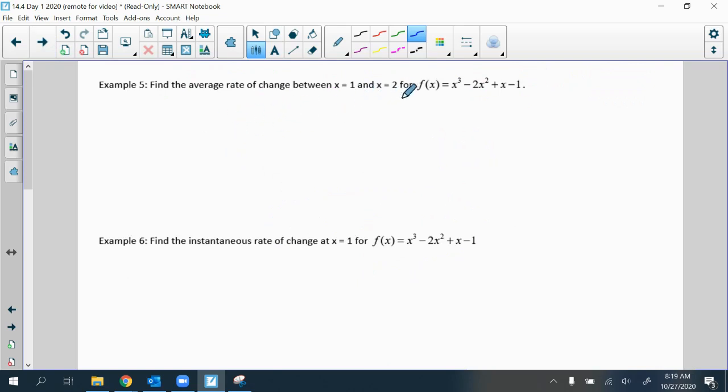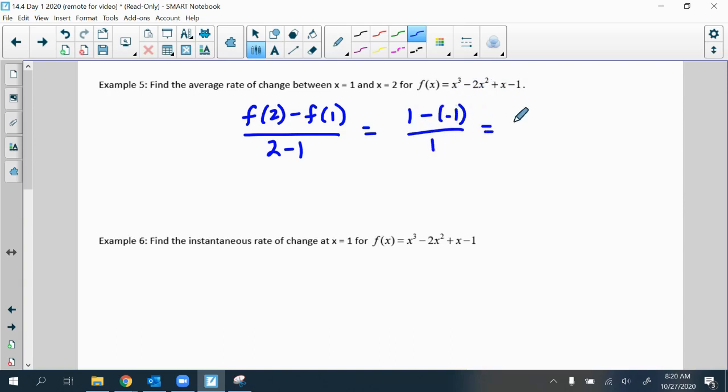Find the average rate of change between 1 and 2 for this function. So f of 2 minus f of 1 over 2 minus 1. So this is the slope of the secant line. If I substitute in 2, I get 8 minus 8 plus 2 minus 1. So f of 2 is 1. And then if I substitute in 1, I get 1 minus 2 plus 1 minus 1. So that would be negative 1 over 2 minus 1. So that's 2. So the average rate of change is 2. That would be the slope of the secant line.